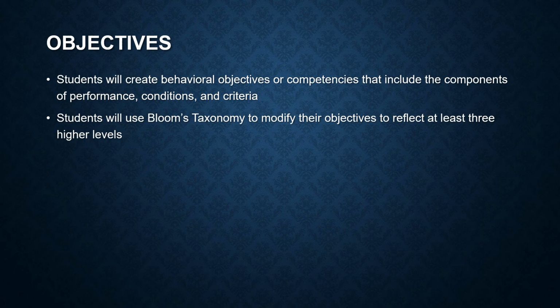By the time you finish with this class, you should be able to create behavioral objectives or competencies that include the components of performance, conditions, and criteria, and use Bloom's taxonomy to modify your objectives to reflect at least 3 higher levels.